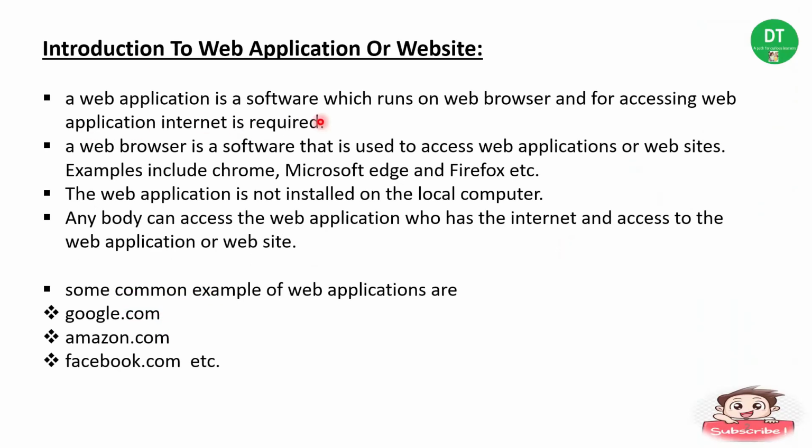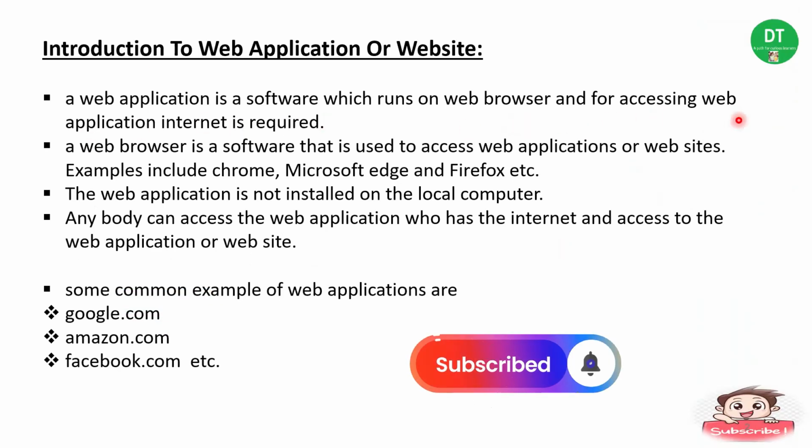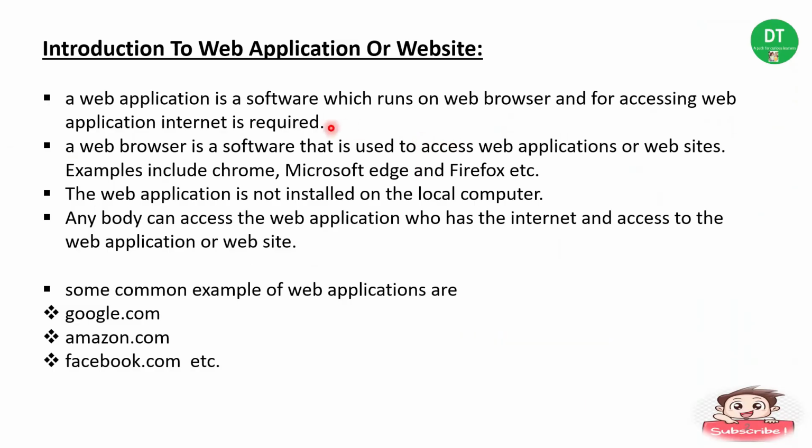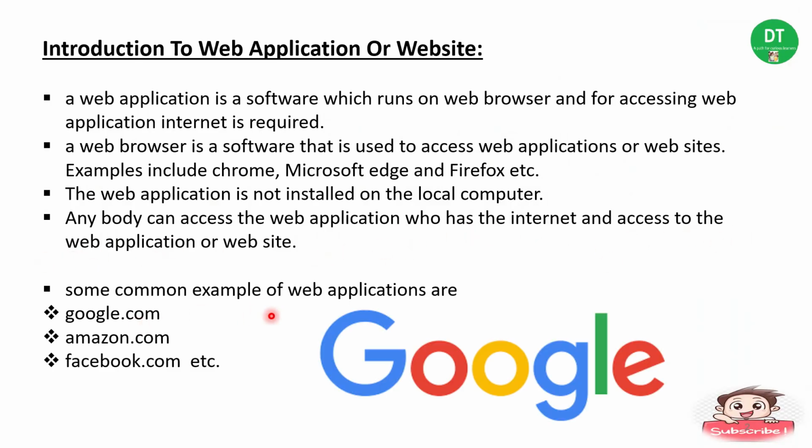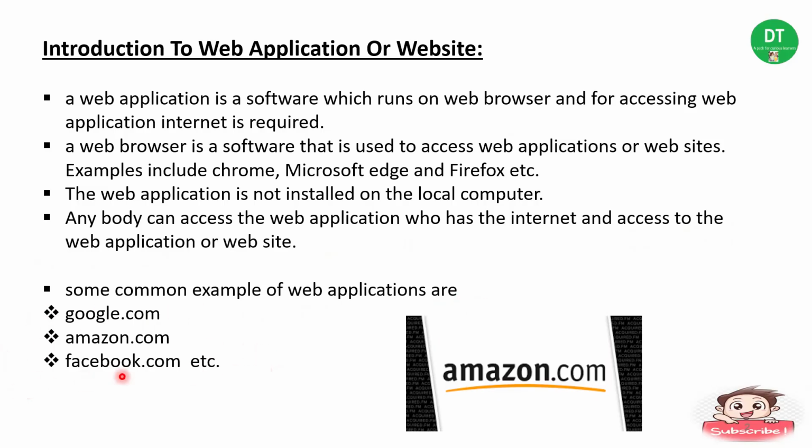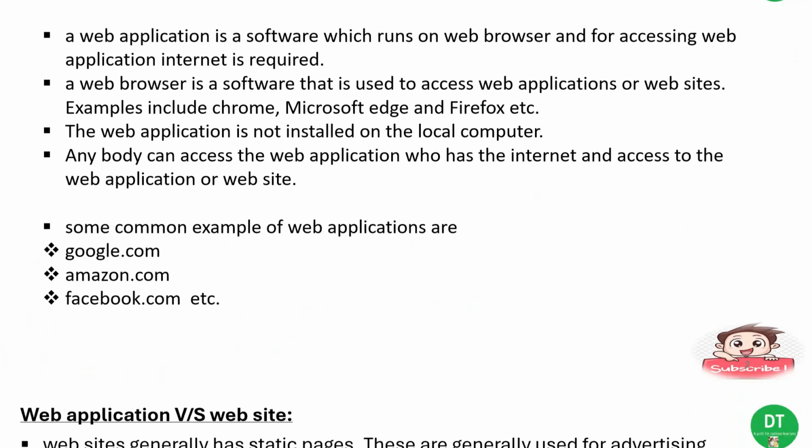A web application is software which runs on a web browser, and for accessing a web application, internet is required. A web browser is software that is used to access web applications or websites. Examples include Chrome, Microsoft Edge, and Firefox. The web application is not installed on the local computer. Anybody who has the internet and access to the web application or website can access it. Some common examples of web applications are google.com, amazon.com, facebook.com, etc.